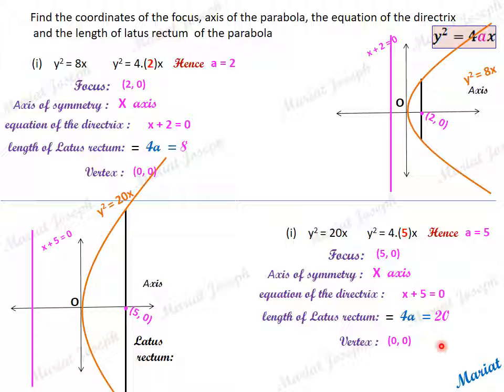Vertex is the origin. Here we notice these two parabolas, both are coming under this standard equation. But depending upon the value of a, the parabola will be narrow or wider. The shape of the parabola changes depending upon the arbitrary constant a.